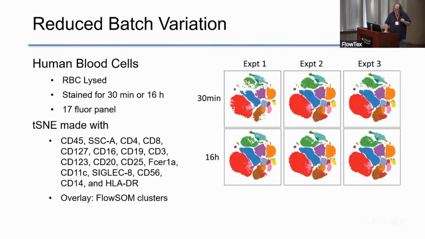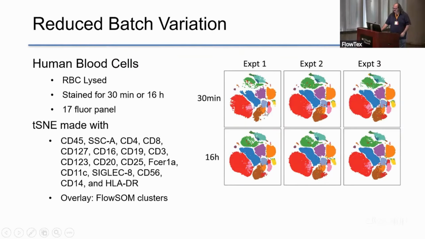Next, in another study, they took human blood cells. They removed the blood cells, and then they stained them for either 30 minutes or 16 hours. And this was a 17 fluorophore panel. Then they made a t-SNE based upon these particular markers. They selected certain ones, and on top of this is overlaid just the FlowSOM cluster sets, okay? And so this is where they had taken 3 different bloods out, same blood, 3 different times, and then they did it side by side on each of these experiments.